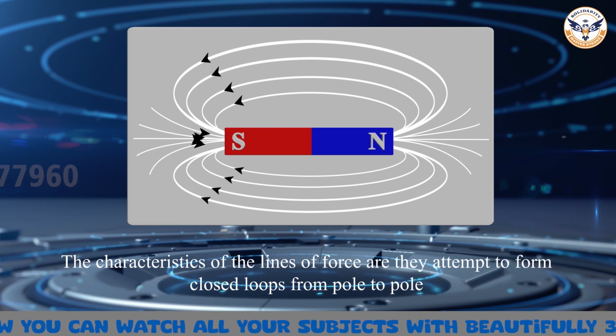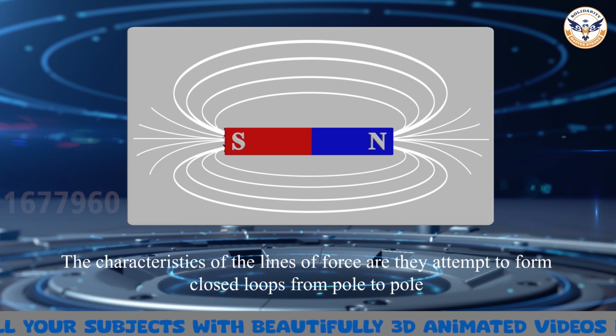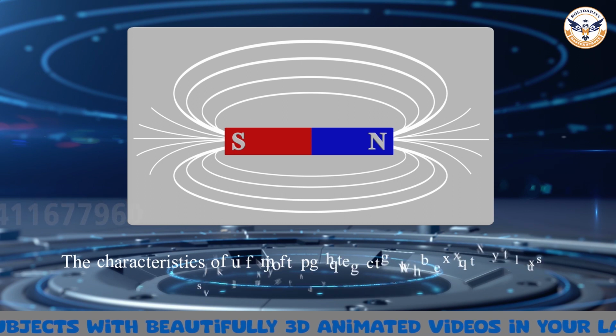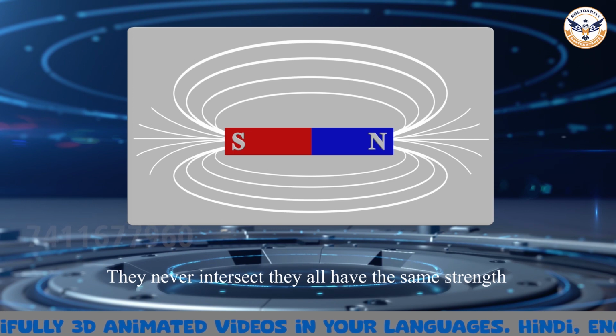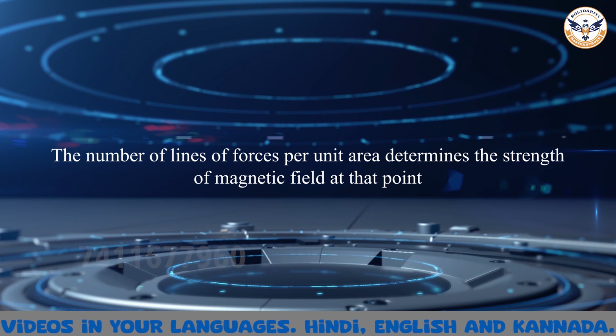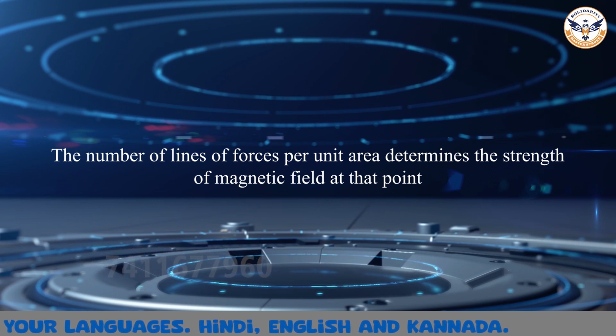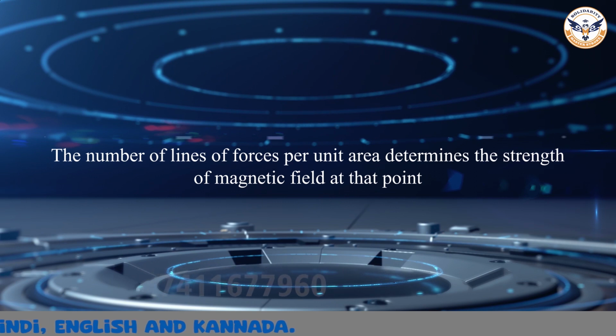The characteristics of the lines of force are: they form closed loops from pole to pole. They never intersect. The number of lines of force per unit area determines the strength of the magnetic field at that point.